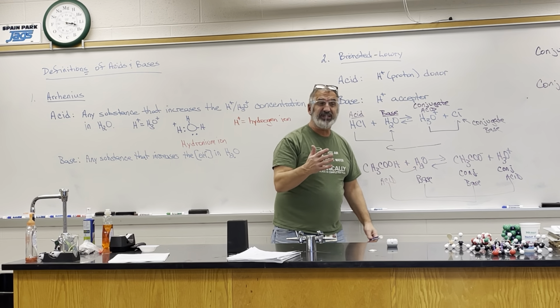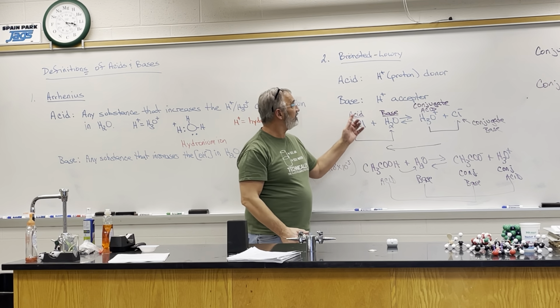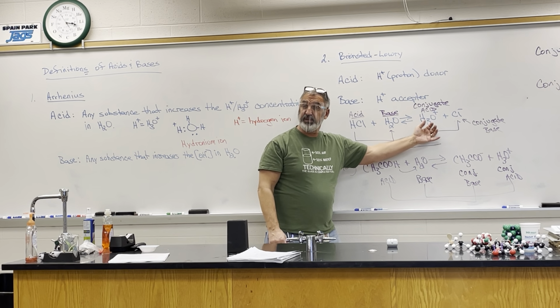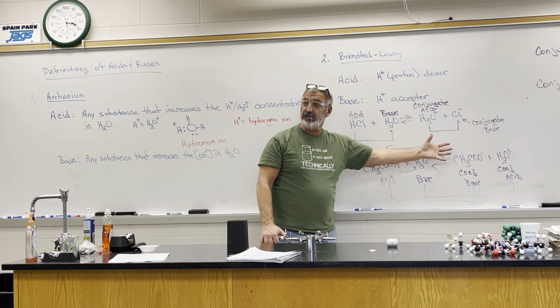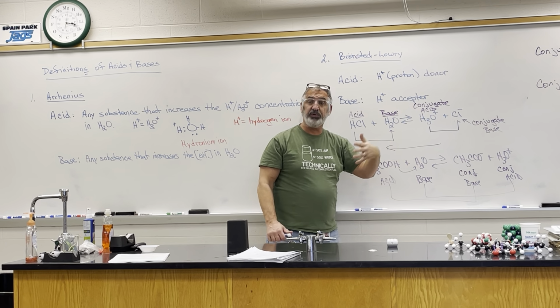So it's opposite. Acids make conjugate bases, bases make conjugate acids. The stronger the acid, the weaker the conjugate base. The stronger the base, the weaker the conjugate acid. Acids make bases, strong makes weak.